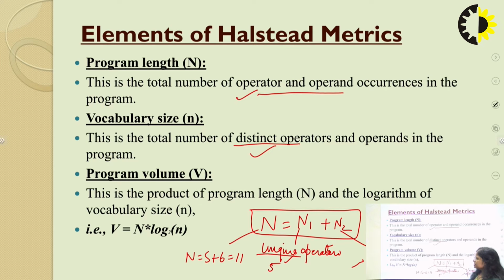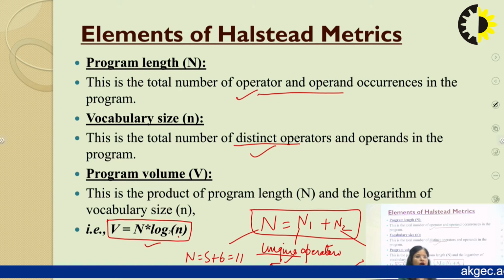Program volume, what is the program volume? This is the product of the program length and the logarithm of the vocabulary size, small n. So this is the formula: V is equal to N log n base 2. You can calculate with the help of this formula. Here, what is n? Small n is the total number of distinct operators and operands. And capital N is the total number of occurrences of operators and operands.